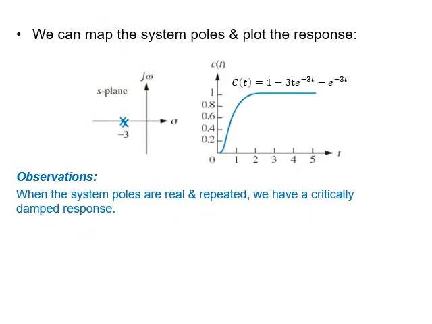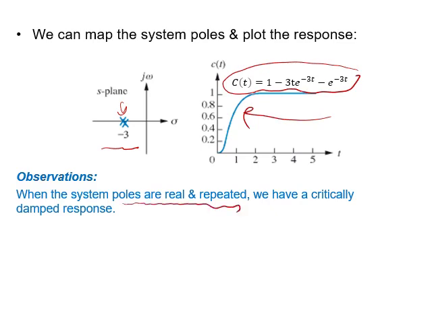In critically damped, as I mentioned, when the two poles are located at the same point, we call the system critically damped. And if we plot this response, you are going to have this shape. Now we notice that whenever the poles are real and repeated, that means we have two poles in the same location, and we call the response critically damped.